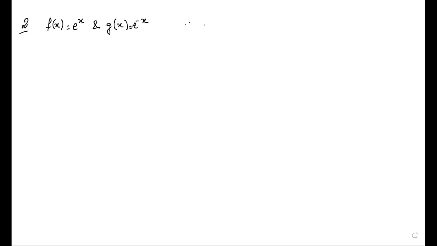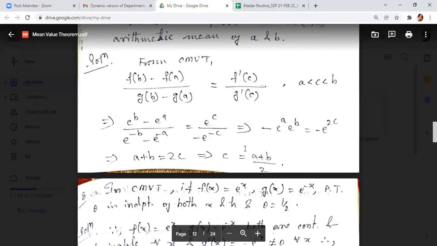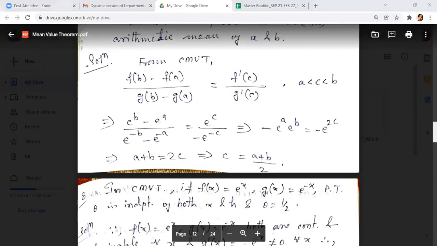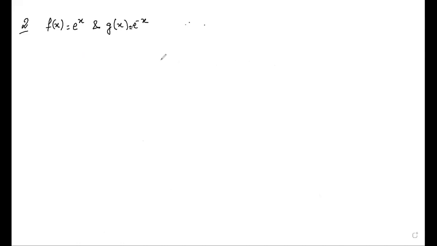Let me go to the problem once more. Yes, it says prove that theta is independent of both x and h. So theta I need to consider over there. Okay, fine. So we require to prove here, according to our problem, this is our given part, and we need to prove that theta is independent of x and h both, right?